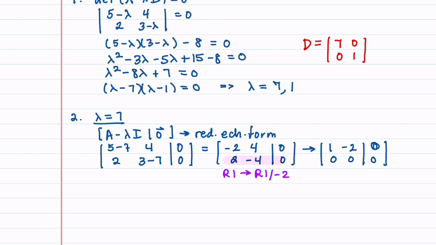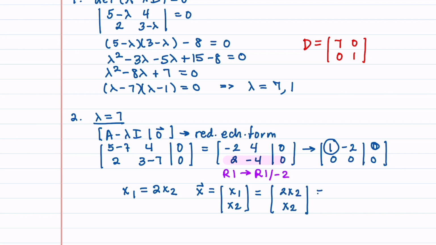We can now solve for x1. That's our pivot variable. So we can say that x1 is equal to 2x2, and that tells us that our vector x, which is x1, x2, is equal to, plugging in for x1, 2x2, and then x2, and we can pull out an x2, and that becomes our vector 2, 1.